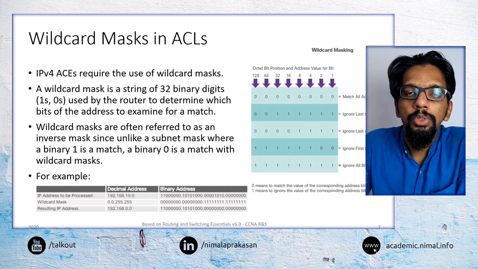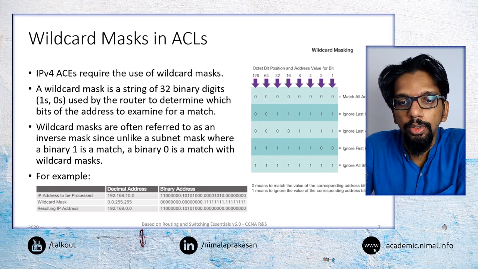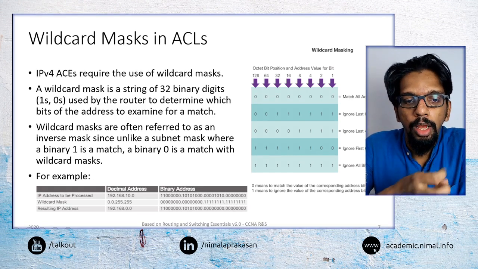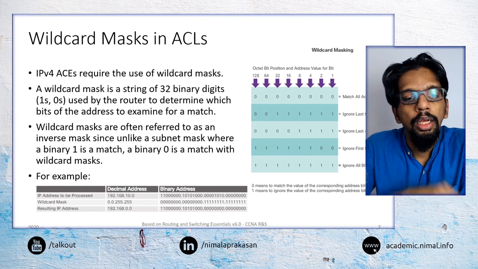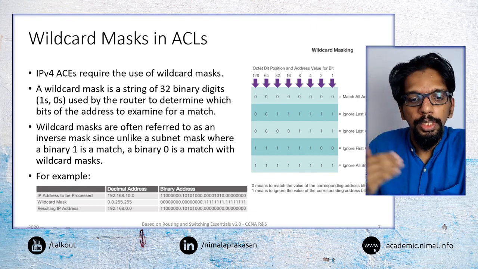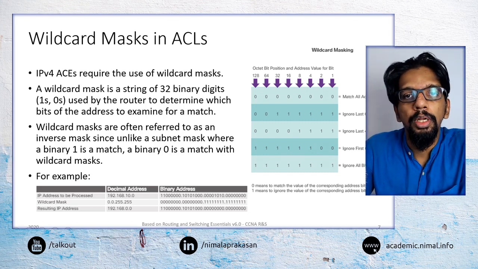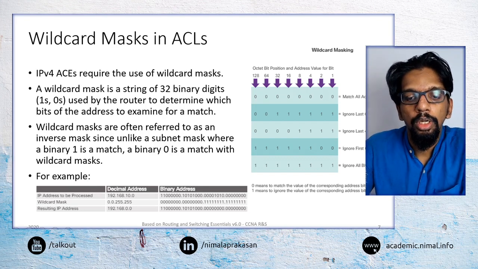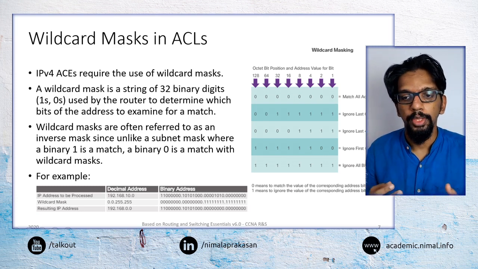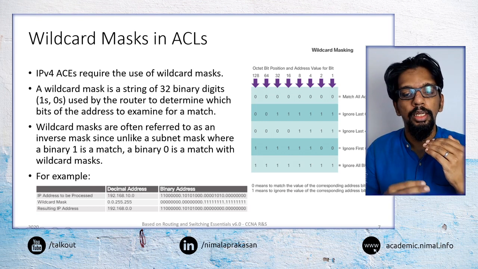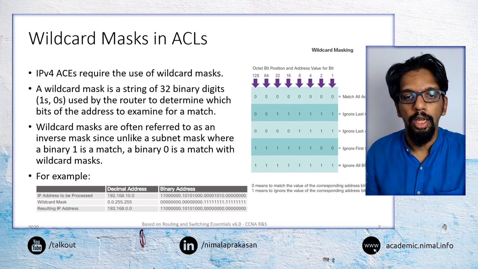Then we will use another concept called wildcard masks when we are creating ACLs, or access control lists. Wildcard masks, particularly for IPv4 access control entries, are a way of representing the set of addresses that are going to match with a particular access control entry. Wildcard masks are basically an inverse of the subnet mask. So an example would be, we would get an inverse of the subnet mask, and that is what we would use as a wildcard mask.